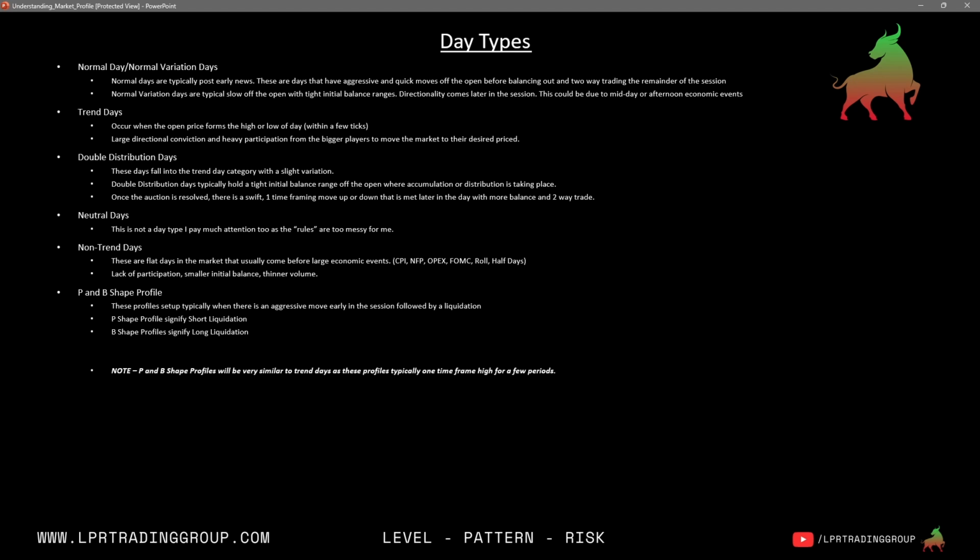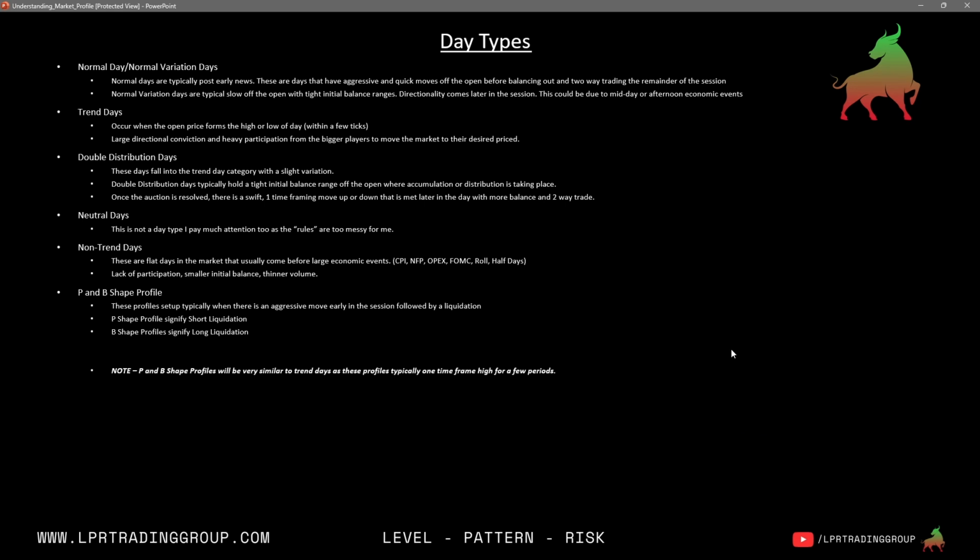The next day type is a trend day. This occurs when the open price forms the high or the low of day. So essentially the market is going to open. Within a few ticks, it will just drop and never revisit the open price, or it will rally to the upside, and it will not come back to revisit that open price.